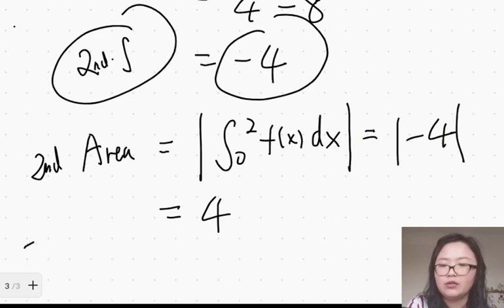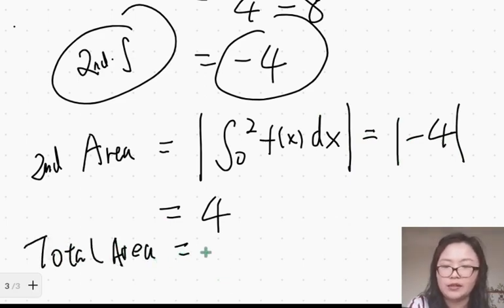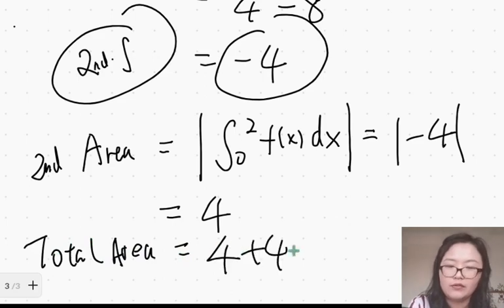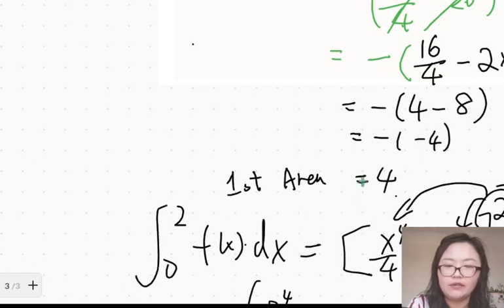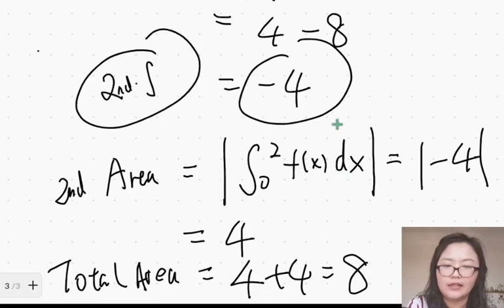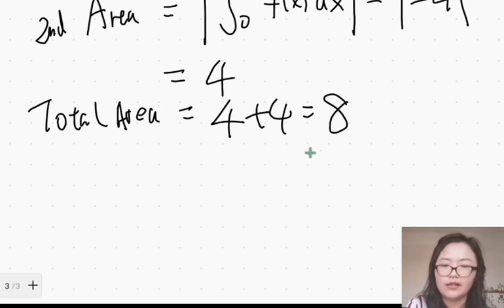Okay, so the total area equals the first area plus the second area. So 4 plus 4 equals 8. So 8 is your final answer. Yeah, first area is 4, second area is also 4. So together it's 8.